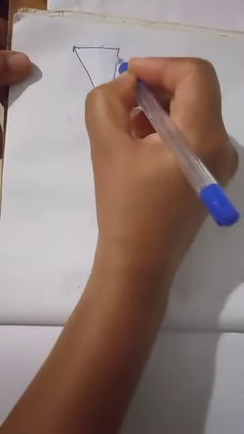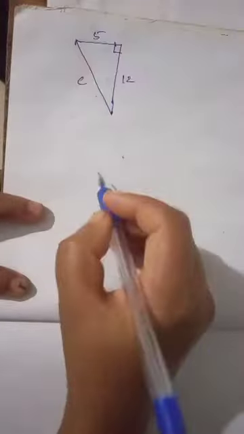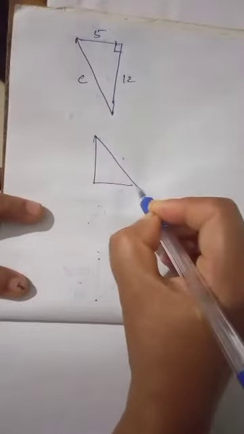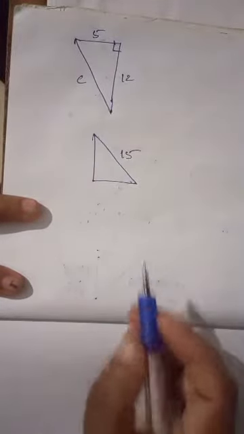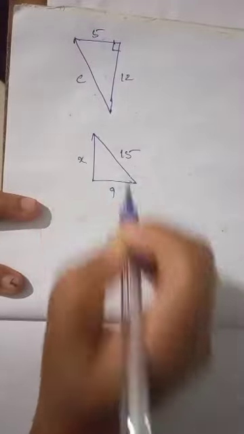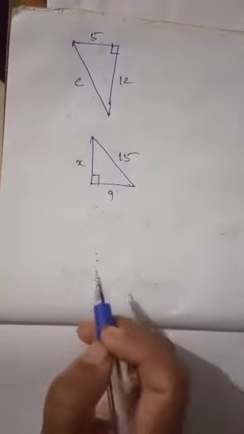Next, a Pythagoras theorem like this: a right angle here, and 12 and 5 are the lengths here. Here also we have to find the hypotenuse. In some cases they will ask to find it this way: one triangle is there and hypotenuse is 15 given and one side is 9 is given. We have to find x. This is the right triangle.